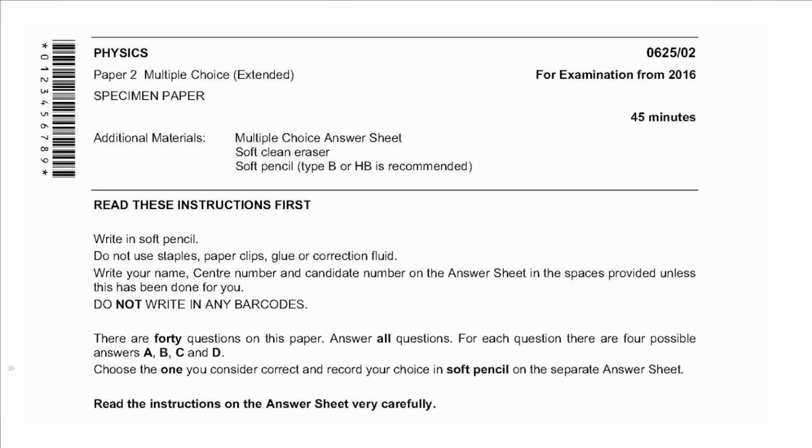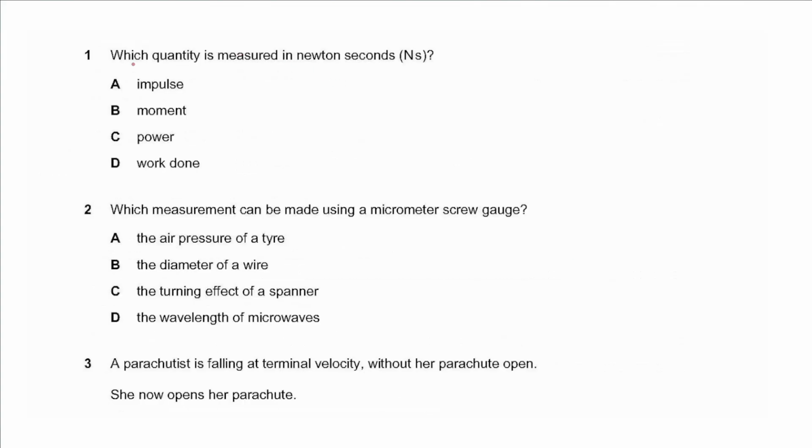In this video I will be solving the Specimen Paper 2 exam for 2016. So let's get started. Question 1 says which quantity is measured in Newton seconds? That would be momentum or impulse. So we have impulse in A.